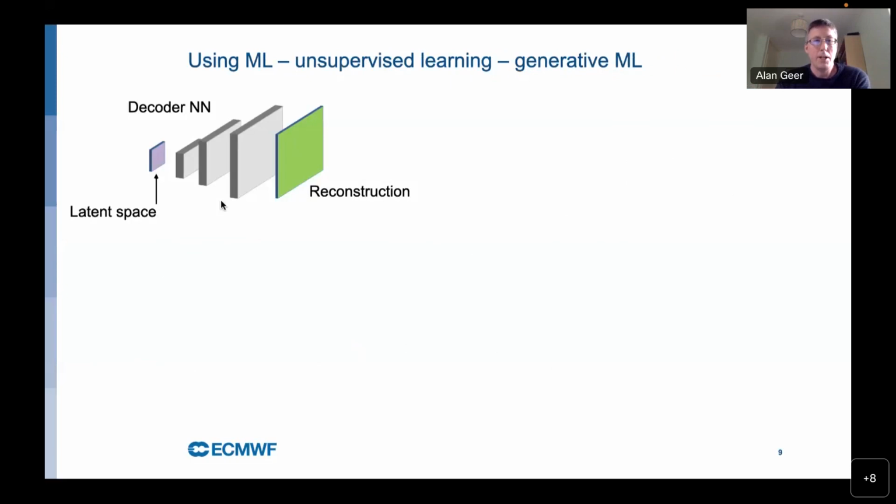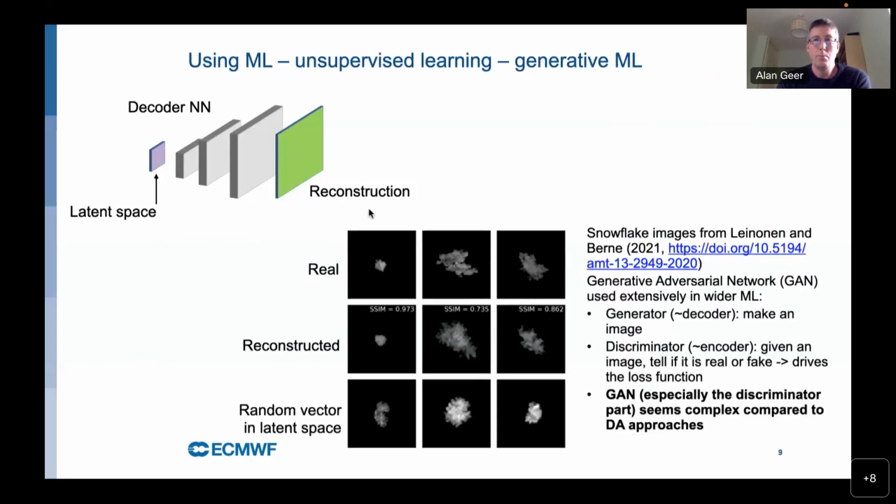We're really trying to train something called a latent space, and the idea of the decoder neural network, which goes from a statistical representation, a small compact statistical representation of a phenomenon, back up to a reconstruction of it. The example from machine learning that does that, that's most widely known, is the generative adversarial network. And this example here is snowflake images.